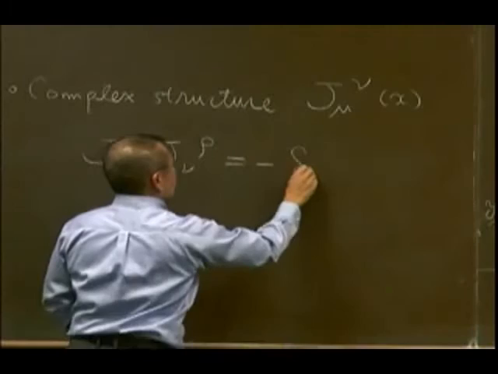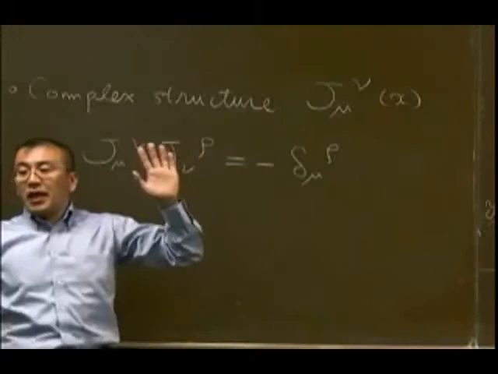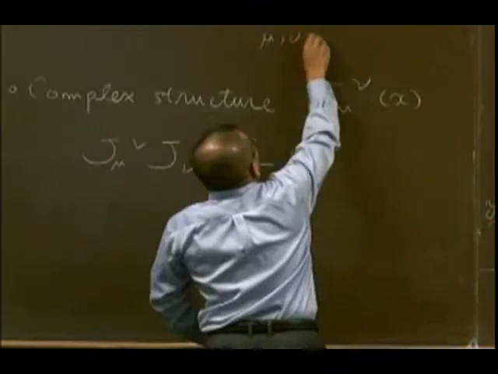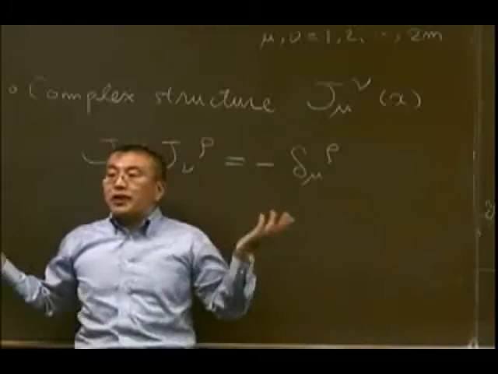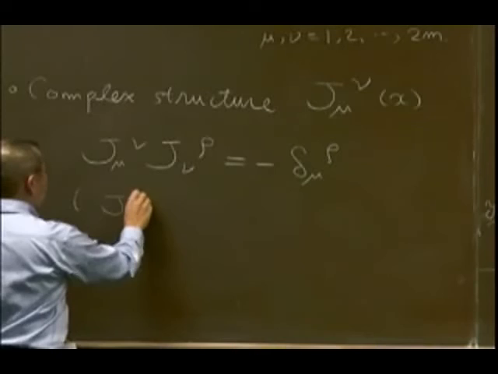So essentially, it's a 2m times 2m tensor, because mu and nu should go from 1 all the way to 2m. And I require the square of this tensor to be an identity. So in the matrix notation, I'm saying that J squared is equal to minus identity.